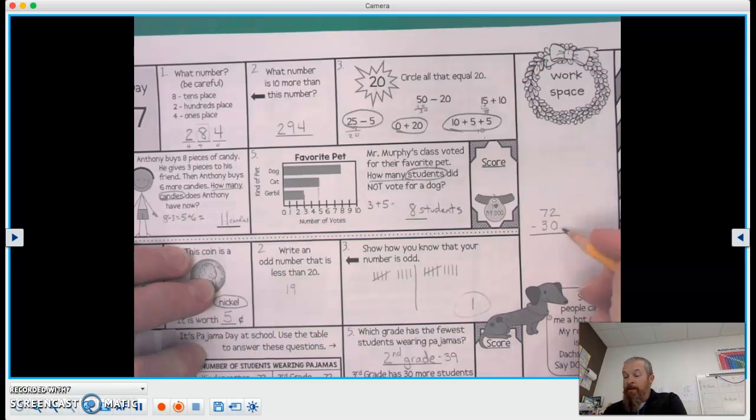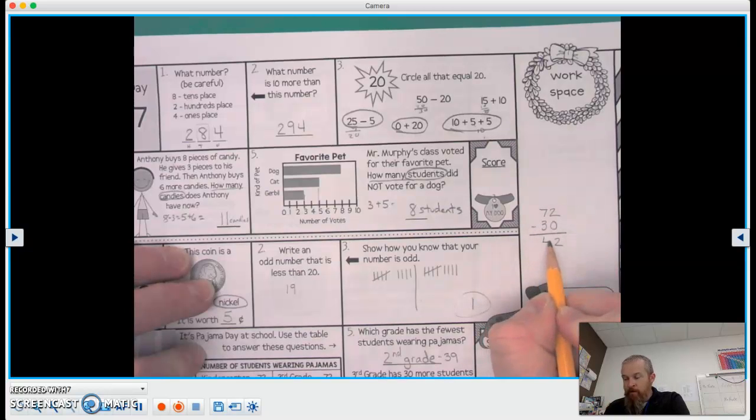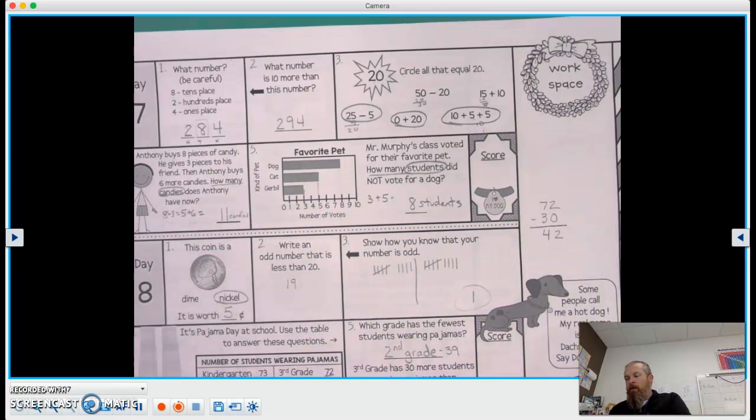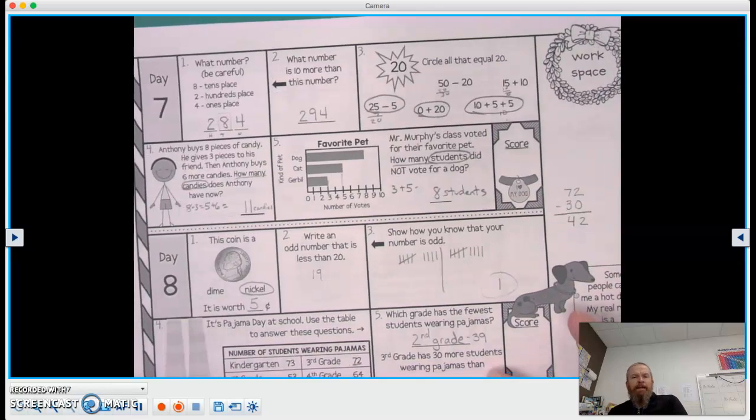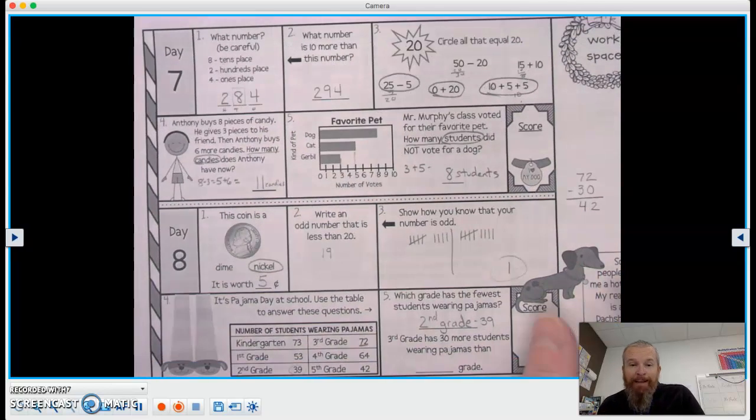So 2 minus 0 is 2. More on top. No need to stop. 7 minus 3 is 4. 42 students. So that's not my answer, though, is it? It's not 42 grade. All right?